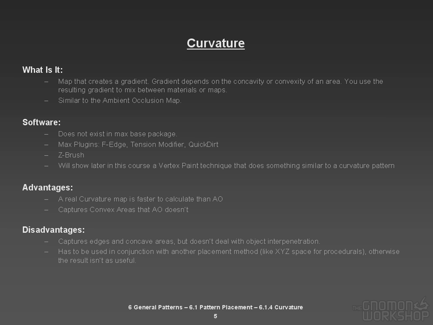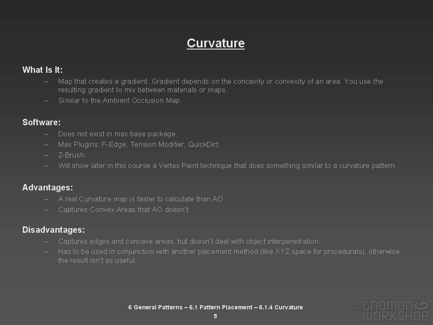So let's talk about a curvature pattern. This is a map that creates a gradient, and the gradient depends on the concavity or convexity of a surface, and then you use the resulting gradient to mix between different materials or different maps. So this is sort of similar to an ambient occlusion map, but it captures slightly different information than ambient occlusion, and I'll speak about that more in a minute.